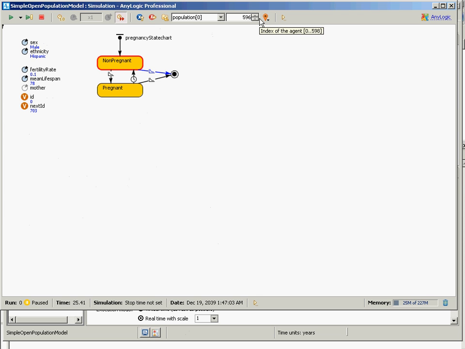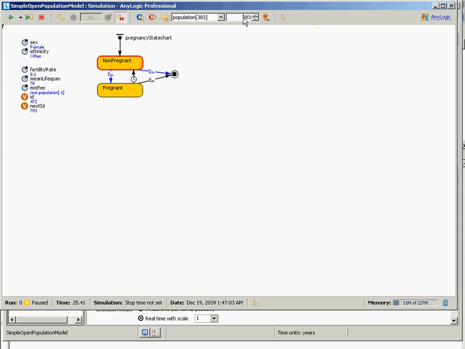There we go. You'll notice that that person's ID is 701. Their mother is person 383. And watch this. 383, their mother, has an ID of 472, okay?